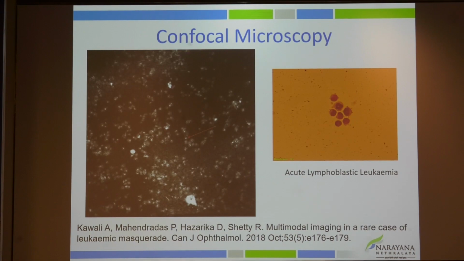Recently, we have described the confocal microscopic appearance in a case of acute lymphoblastic leukemia, where you have hyperreflective central dots. The cells are smaller compared to the endothelial cells. These are morphologically similar to the acute lymphoblastic leukemic cells on AC aspirate cytology.